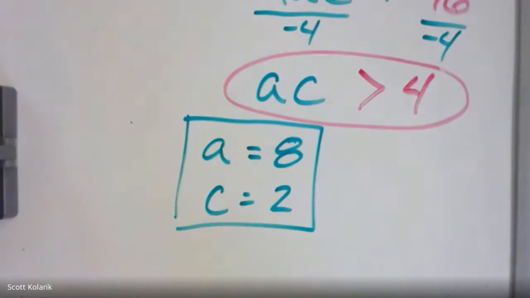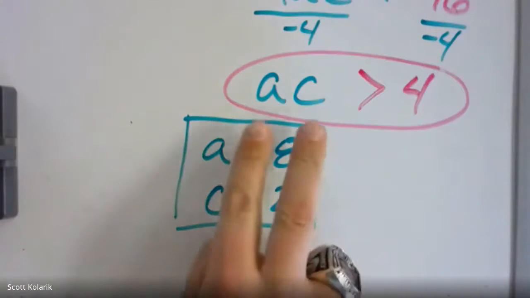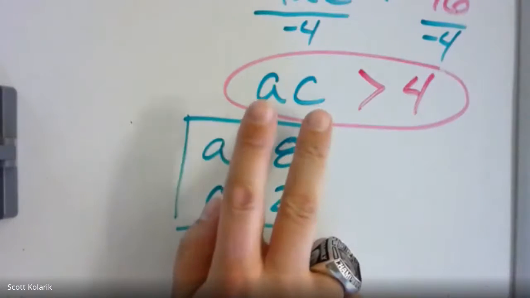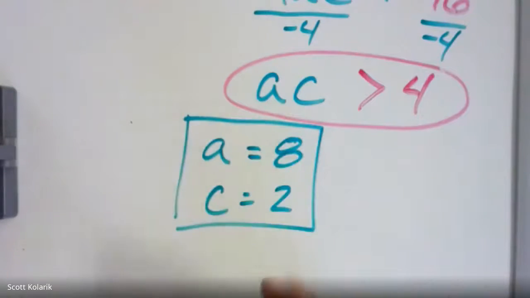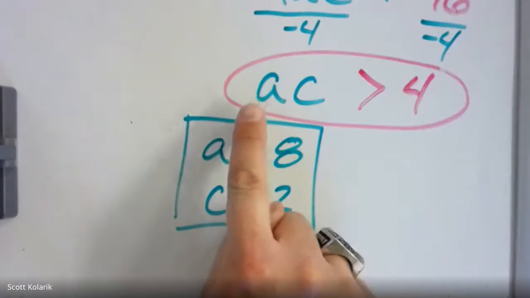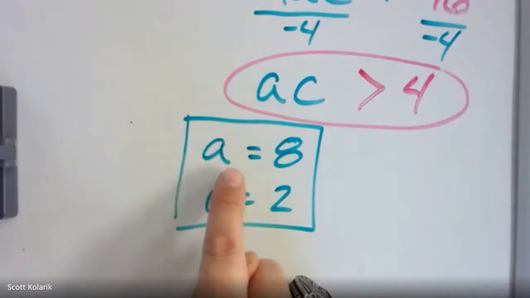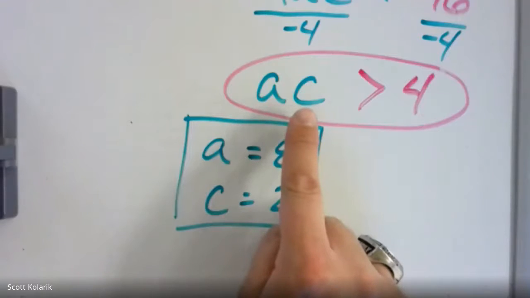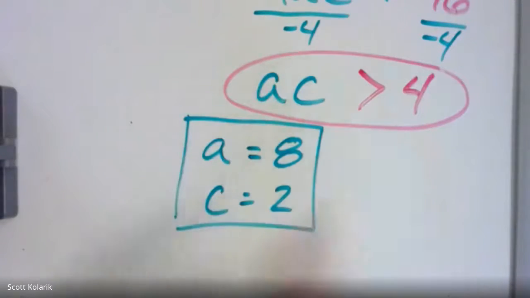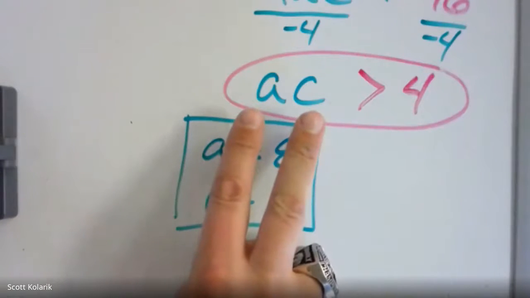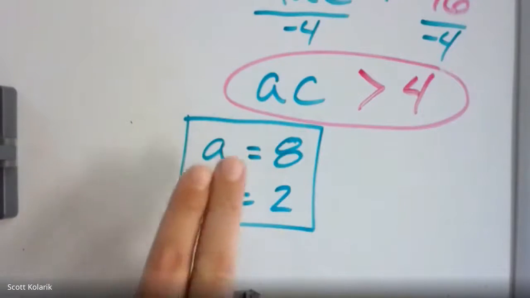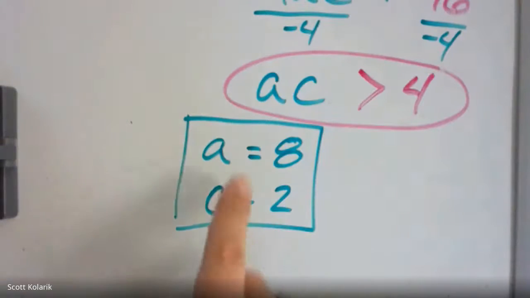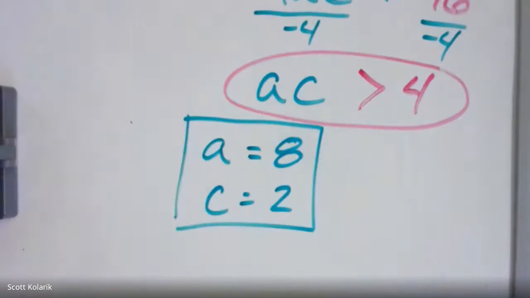Is it the only solution? No. There are an infinite number of possibilities here. Decimals, fractions, whatever. I could come up with negative numbers. If A is negative 8, I would just have to make sure that C was also a negative number so that they canceled and my result here would be bigger than the positive. But there's an infinite number of combinations of numbers. This just happens to be one of those combinations that I can confirm. 8 times 2 is bigger than 4.